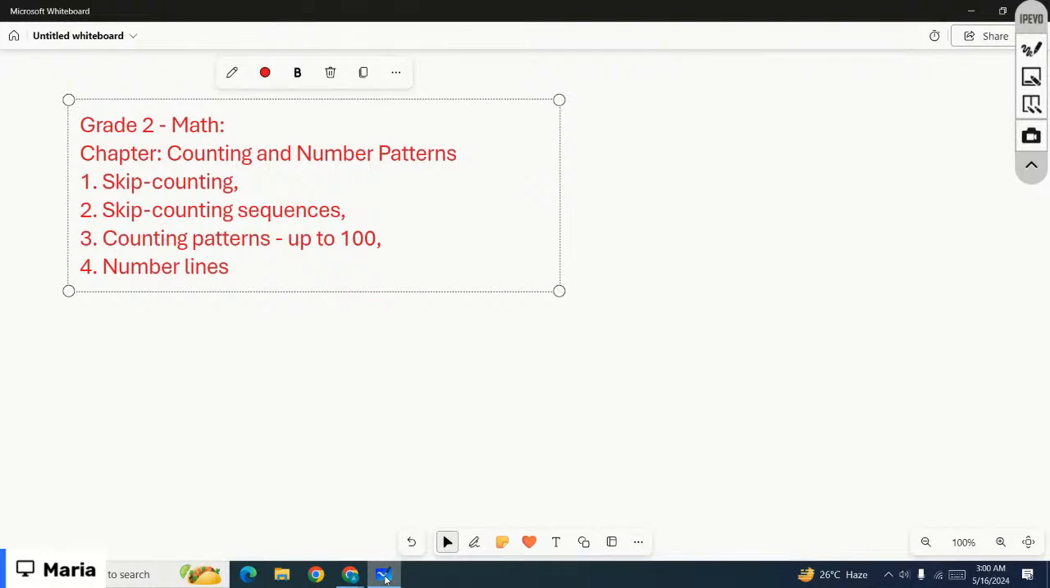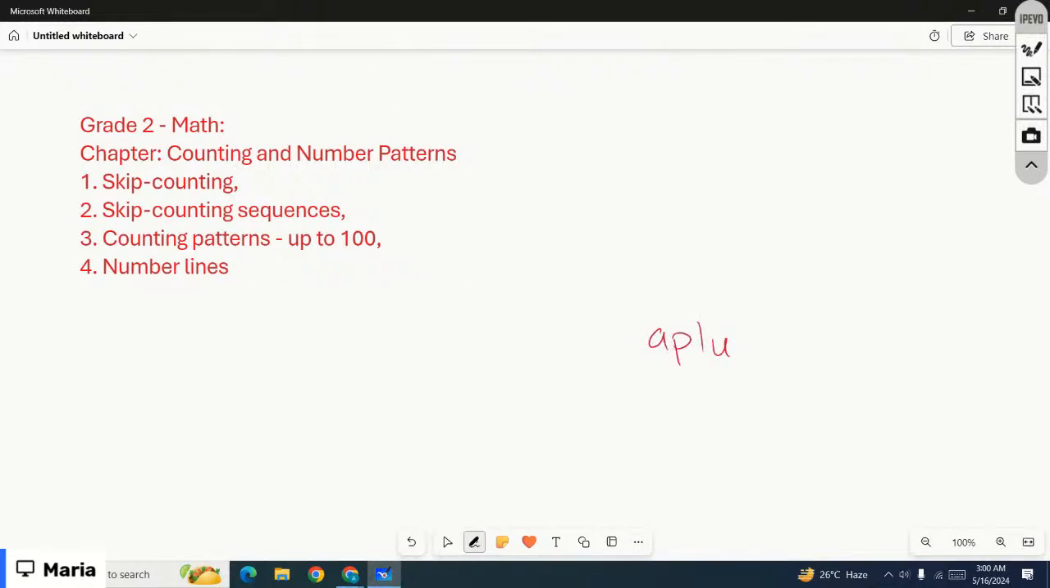You can find all the lessons on aplusstudents.com. You have to log in there using your email address and password as provided by the administrator. Then you have to select math from the subject tab, scroll down to grade 2 and then click on view all lessons. So here you can find a list of the chapters. We're going to start with the chapter counting and number patterns.